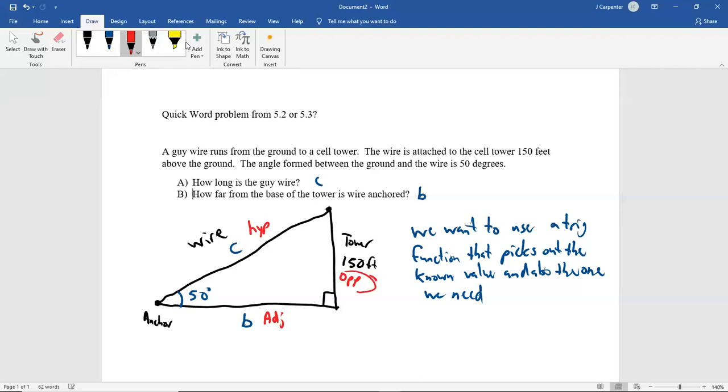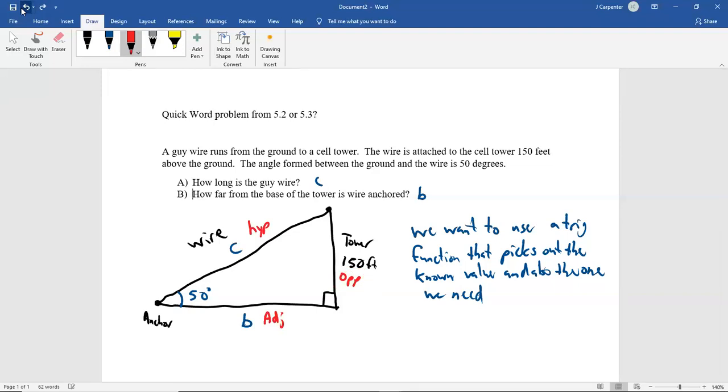We need to use trig functions, and because there's more than one choice, I'm only going to show the work for one, but there's more than one choice. So we've got to use a trig function that uses an opposite. Now, how do we know? Because sine uses opposite, tangent uses opposite, cosecant uses opposite, cotangent uses opposite. Which of those four should we use to do A? How long is the guy wire?